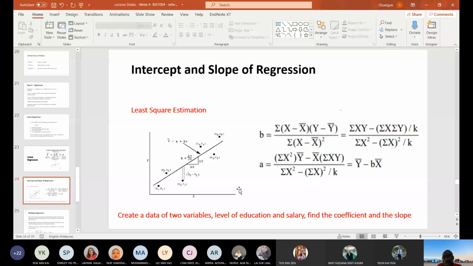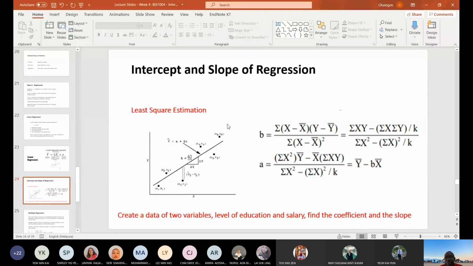So we can create data of two variables, let's say level of education and salary. So we can find the coefficient, so that if you have somebody with a certain level of education, we definitely know what the salary range will be. So these are the regressions or estimations that have been done to do multiple tasks, or to do the same tasks in multiple ways, a reasonable number of times. Any question?